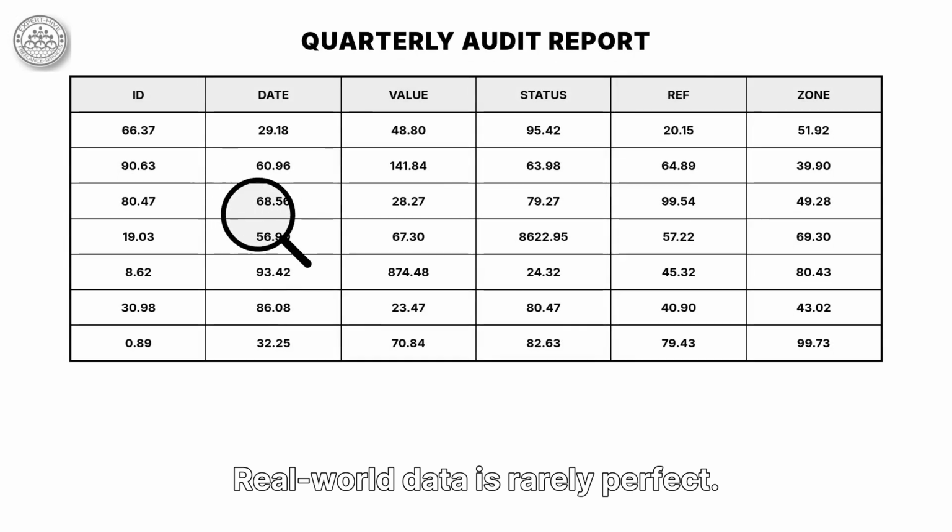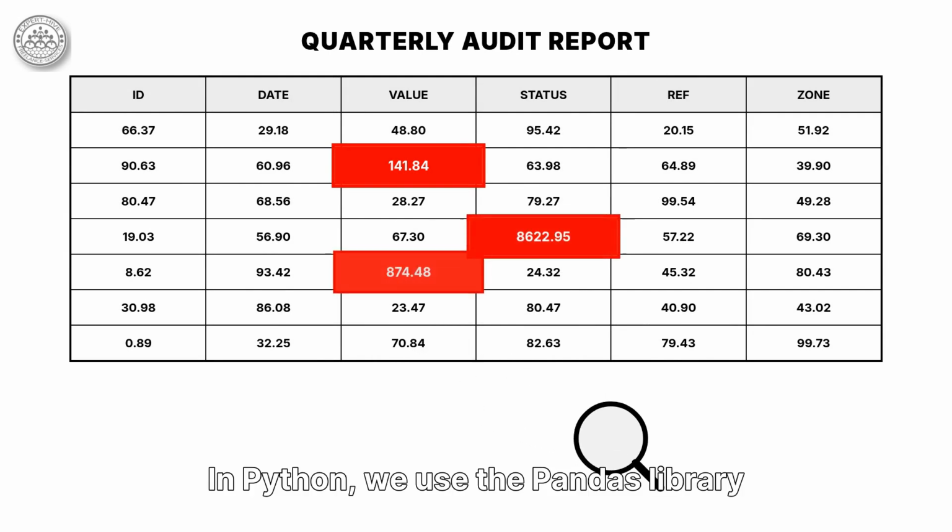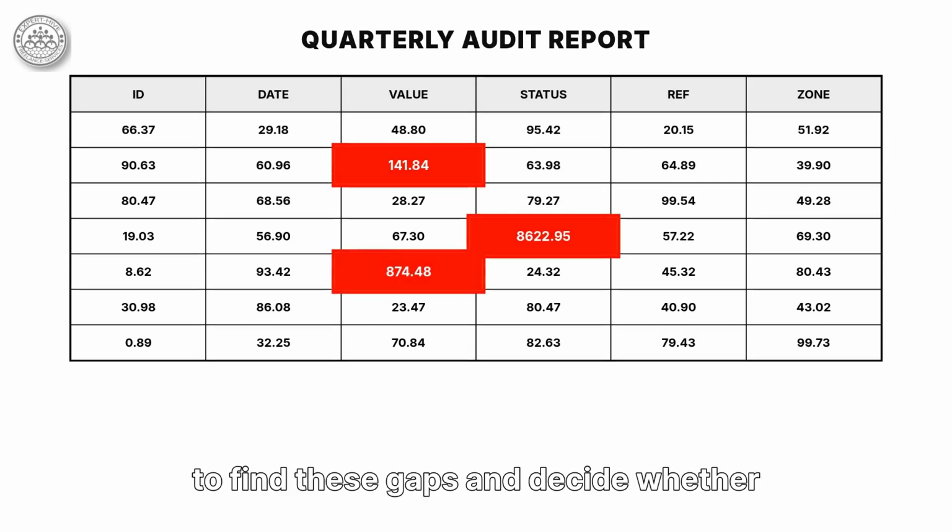Real-world data is rarely perfect. We start by identifying missing values. In Python, we use the Pandas library to find these gaps and decide whether to fill them with an average or drop them entirely to maintain accuracy.